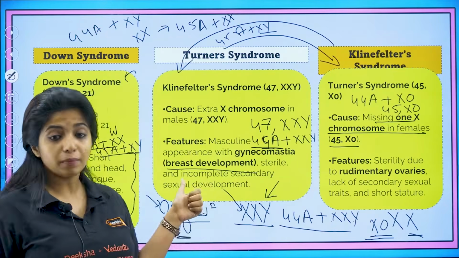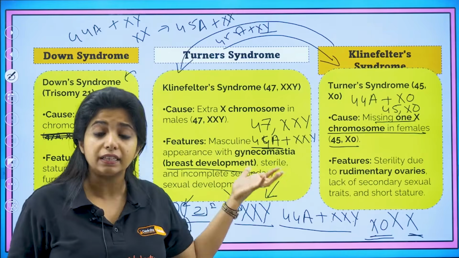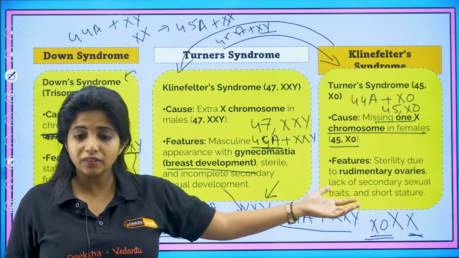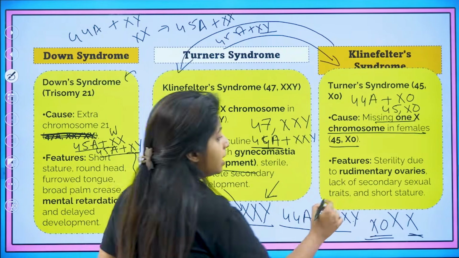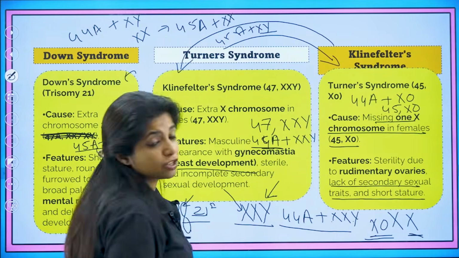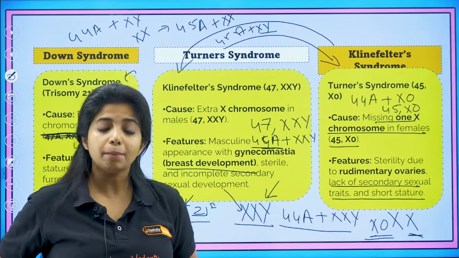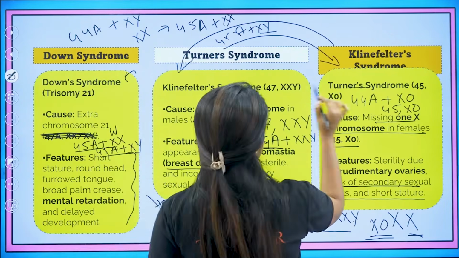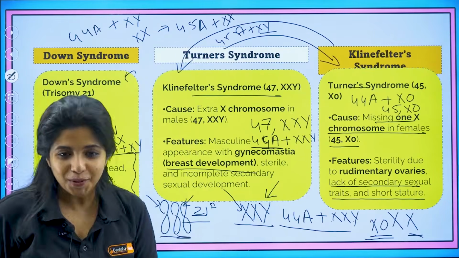As I said over here, the males are infertile. Why? Because secondary sexual characteristics are not developed. Similarly, here rudimentary ovaries are there. The ovaries are not well developed, which is why they will be sterile. Lack of secondary sexual characteristics and short stature would be there, and they would be having some masculine features as well in Turner's syndrome. So this is Turner syndrome, this is Klinefelter syndrome. I hope you got it.